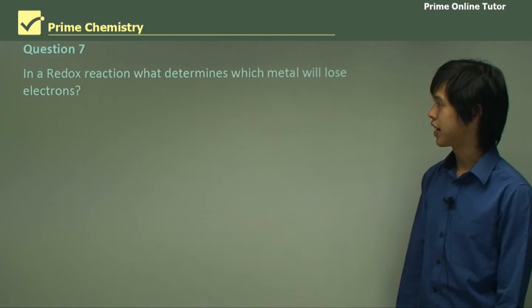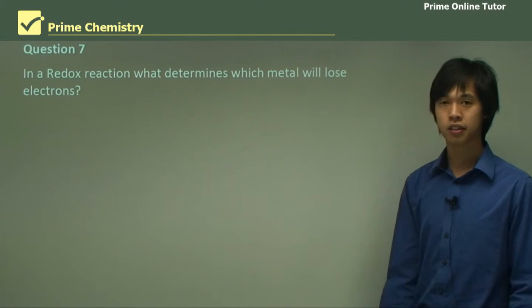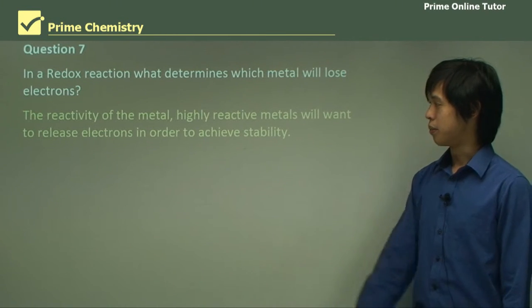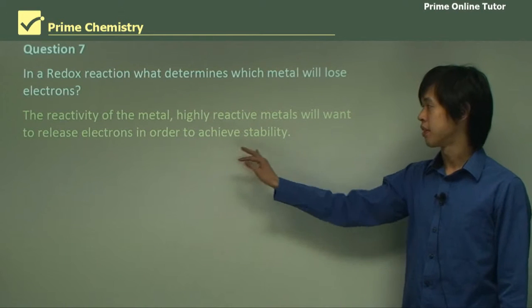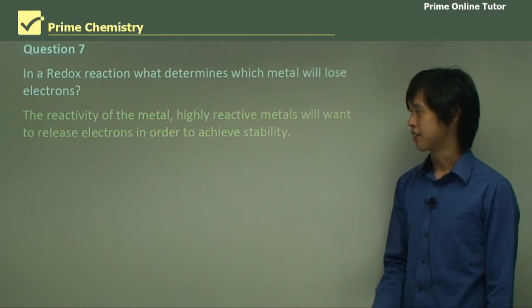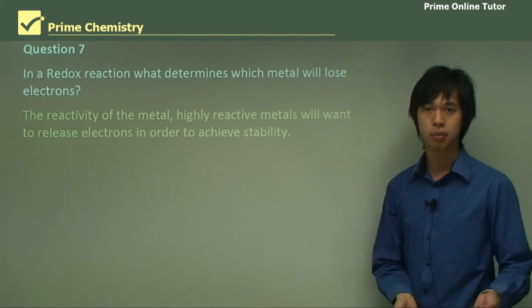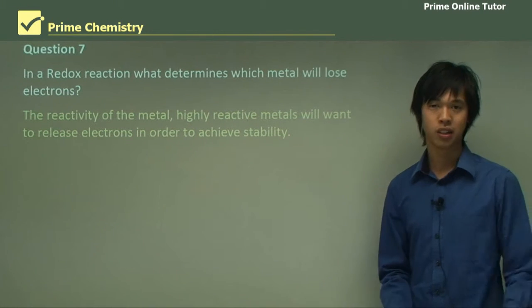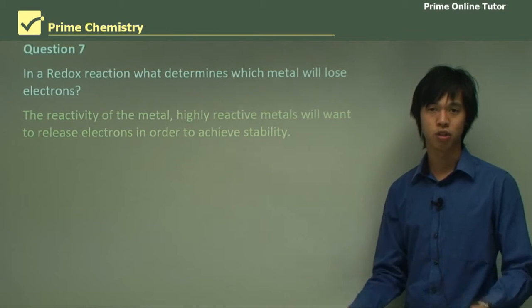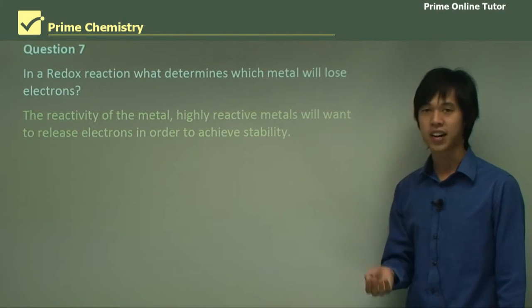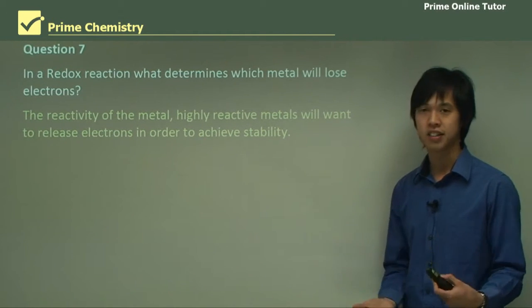So in a redox reaction, what determines which metal will lose electrons? Well, basically it's the reactivity of the metal. Highly reactive metals will want to release electrons in order to achieve stability, right? So sodium is one example of that, rubidium, any of group 1, calcium will want to give away 2. So they're very reactive metals and they want to get rid of those electrons to become stable.